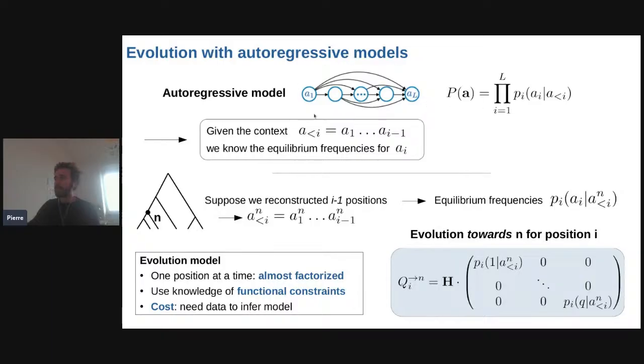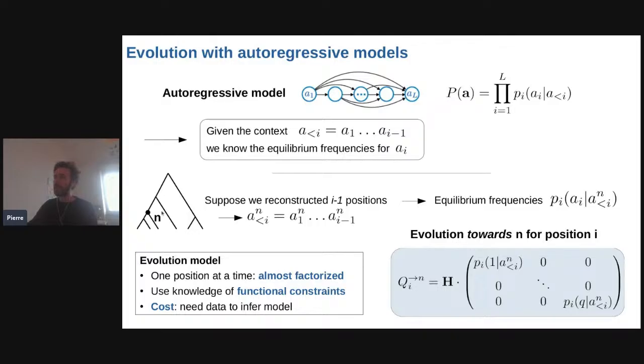So the idea now that you have this autoregressive model is that, given the context, if I know the state of the first I-1 positions in the sequence, then the equilibrium frequency, the amino acid distribution at position I, depends only on this context that is before. So I have all of the information I need to compute the equilibrium frequencies for position I, and so I can use this in the Markov chain framework that I've described before.